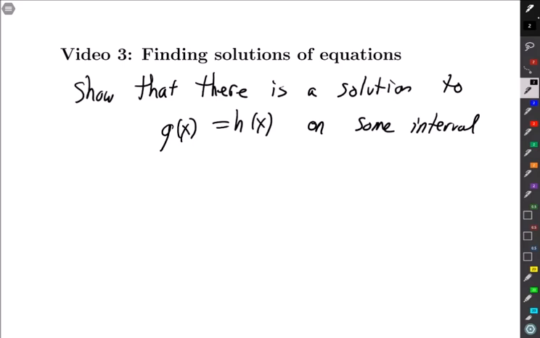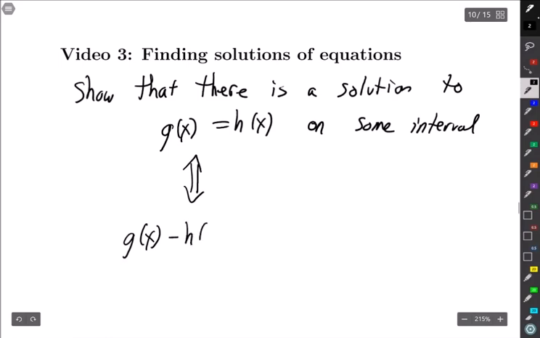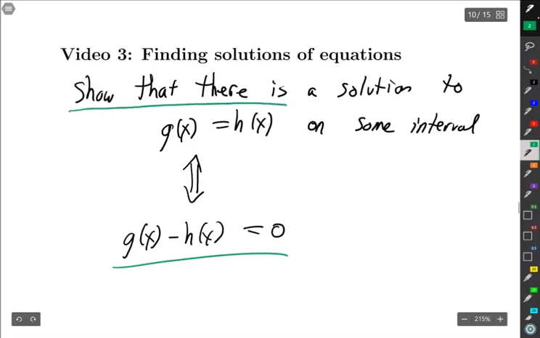on some interval. And really what this comes down to is I can just throw the h of x onto the other side and get that this is the same thing as g of x minus h of x equals 0. But this problem is something we know how to do already. If I'm looking for a 0 of a function, that's easy. That is the IVT problem we did last time.